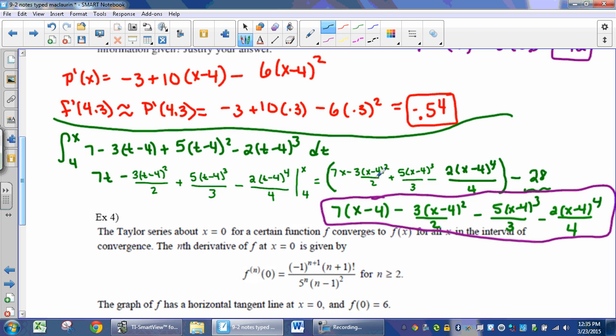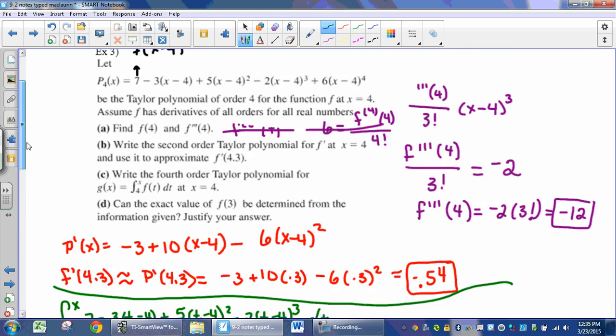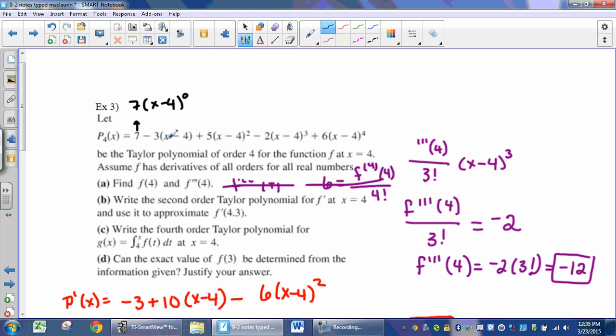But they don't need to see all this work on the AP. I don't need to see all this work on the AP. I'd be happier knowing that you understood that when you take an antiderivative, you need to maintain your center. So if you're centered at x equals 4, then this guy needs to be centered at x equals 4 as well.